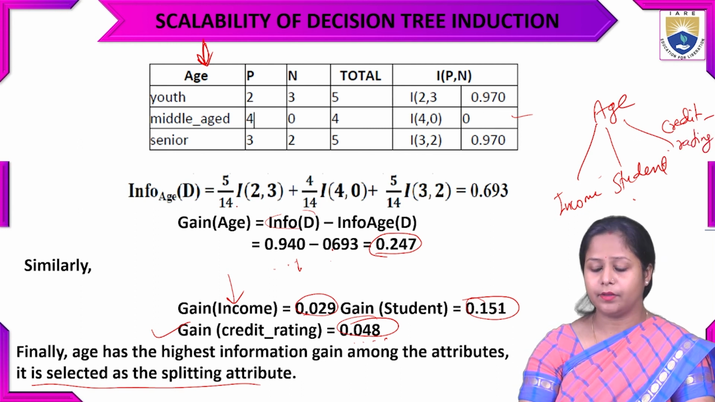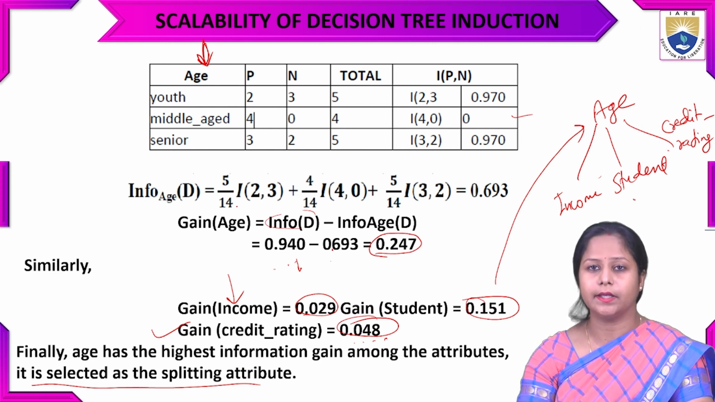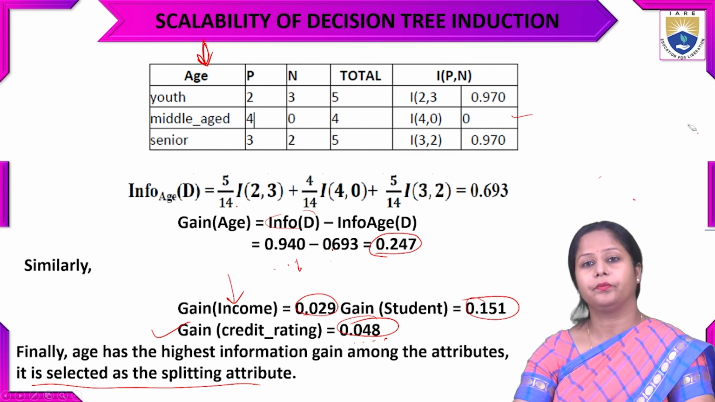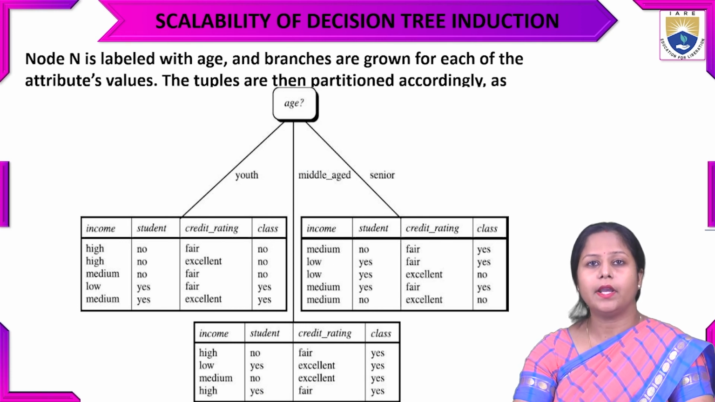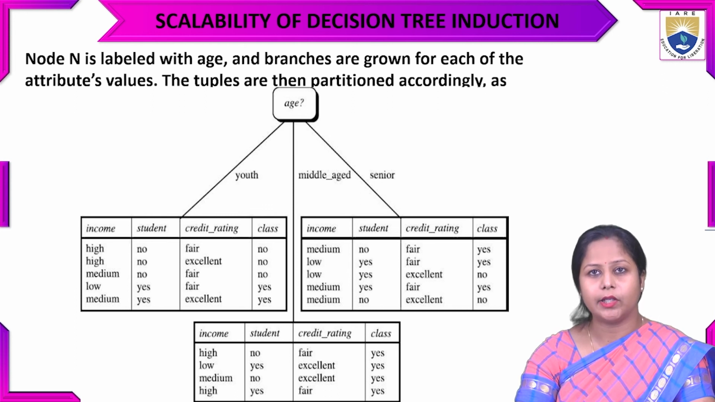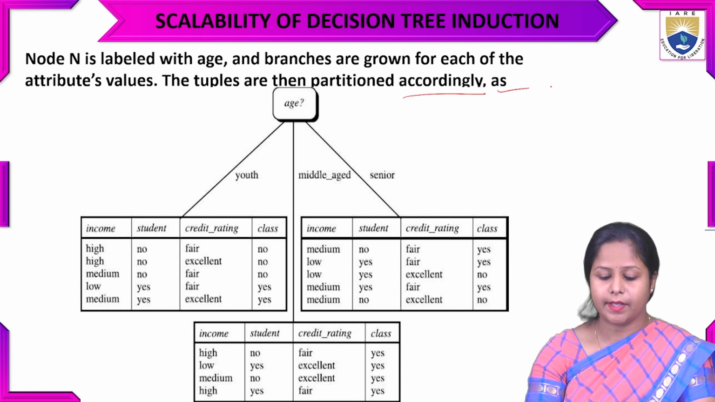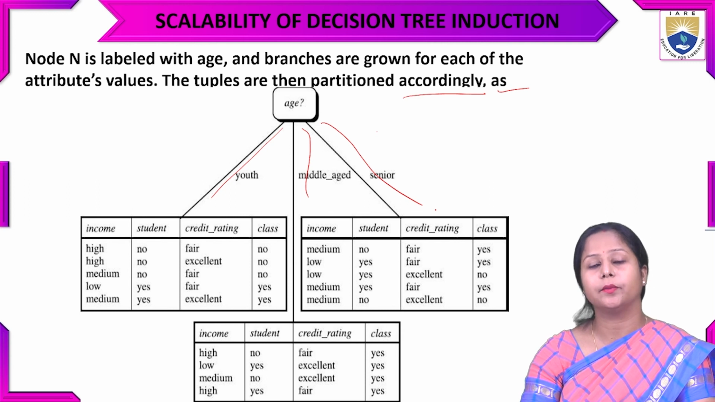So for splitting the nodes, we have to calculate the info gain, or we can say gain, for the node. In this example, node N is labeled with age and the branches are grown for each of the attribute values. The tuples are then partitioned accordingly. As in this figure, we can check the age that is split into the youth, middle aged, and the senior.